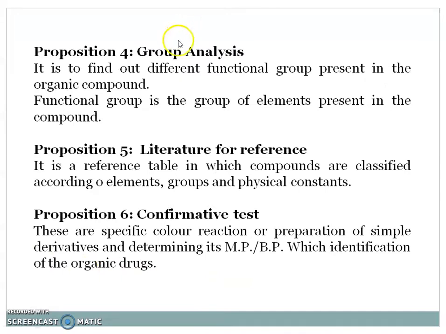Proposition 4, group analysis. It is to find out different functional groups present in the organic compound. Functional group is the group of elements present in the compound. Proposition 5, literature reference. It is a reference table in which compounds are classified according to elements, group and physical constant. Proposition 6, confirmative test. These are specific color reactions or preparation of a simple derivative and determining its melting point or boiling point, for identification of the organic drugs.